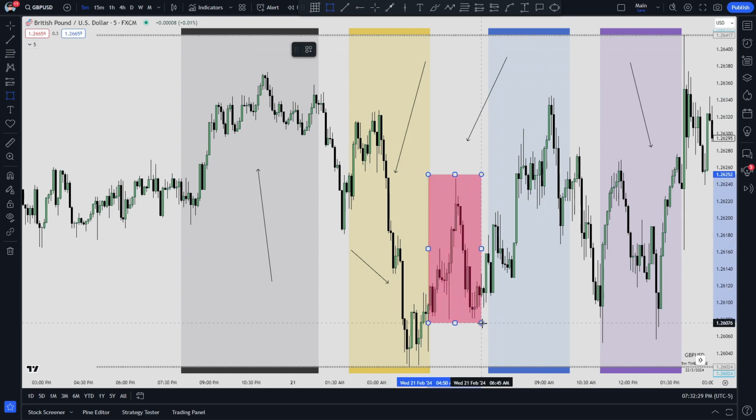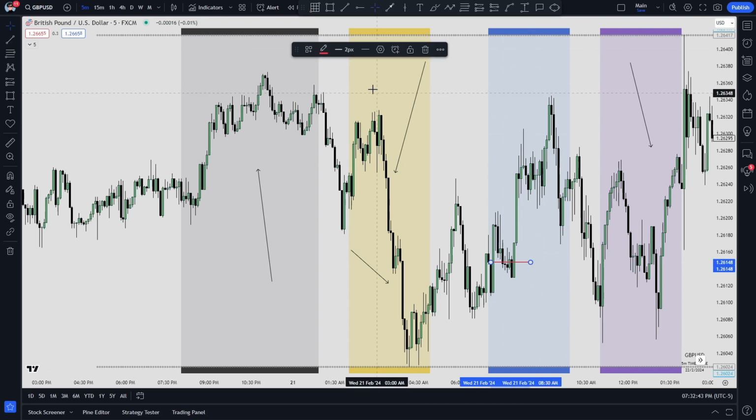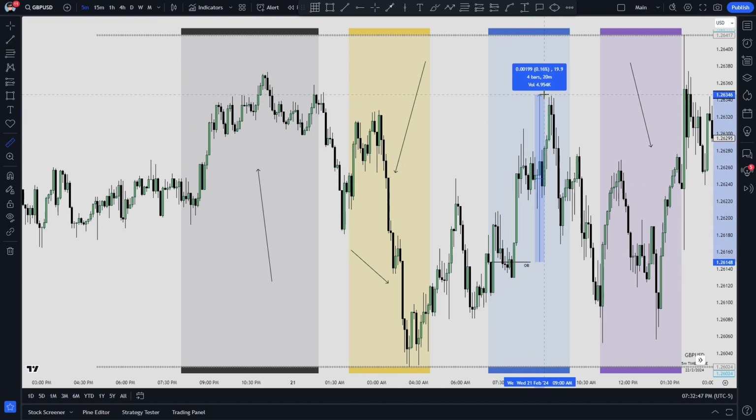As you guys can see, we just consolidate, moving back and forth, literally consolidating. And it's not until we get into the New York session that we see a break higher, come back into this last down close candle right here, this order block, and then we see this overall push higher on the GBP during the New York session. So that's coming into the New York session.